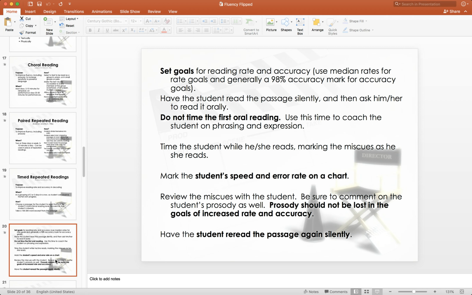And then review the miscues with the child, but be sure to comment on the child's prosody goals or their fluency goals. And then have the student reread the passage again silently. So we have this: read it silently, and then they read it out loud as you listen and mark their errors and time them. And then you have them read it again silently.